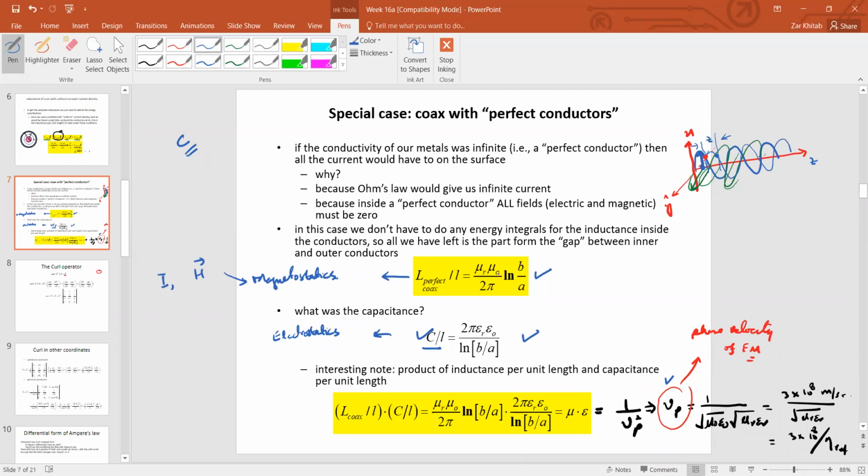But very interestingly, when we multiply this inductance, which we calculated from magnetostatics, with this capacitance, which was from electrostatics, we get some new parameter, which is the phase velocity, and that is for time varying fields. Now, this is a little bit interesting.